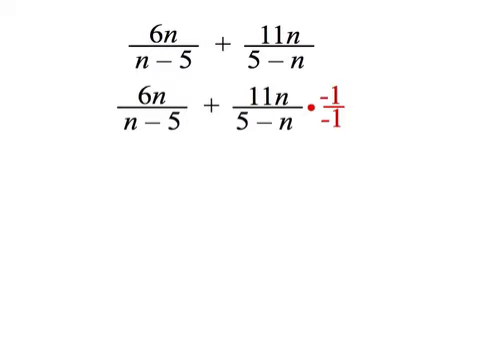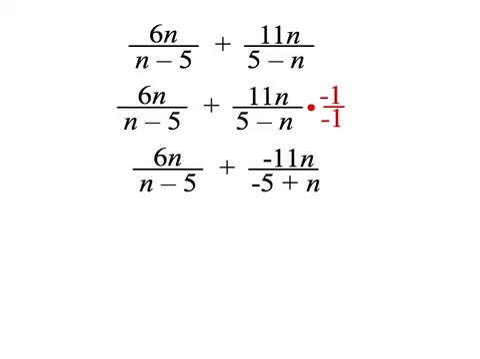-1 over itself. And when we do that, we get this. Notice we've used the distributive property with the denominator. We've done the 5 times the -1 to get -5. And where it says subtract n, that's like the opposite of n, and the opposite of n times -1 is n. So one of the denominators now is n minus 5, and the other is -5 plus n.